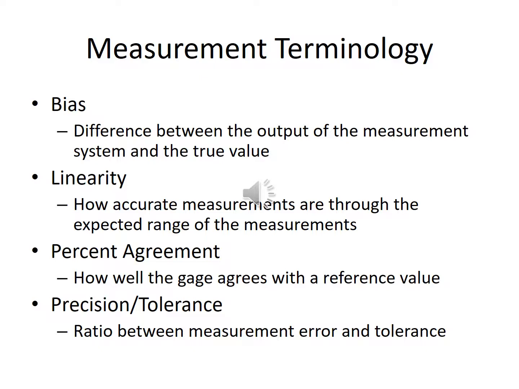Percent agreement, how well the gauge agrees with the reference value. Think gauge blocks here. So this is the basis for the calibration. And precision to tolerance, this is the ratio between the measurement error and the tolerance. Again, you want to be able to get down to 1/10 of what the tolerance is and gauge it accurately.